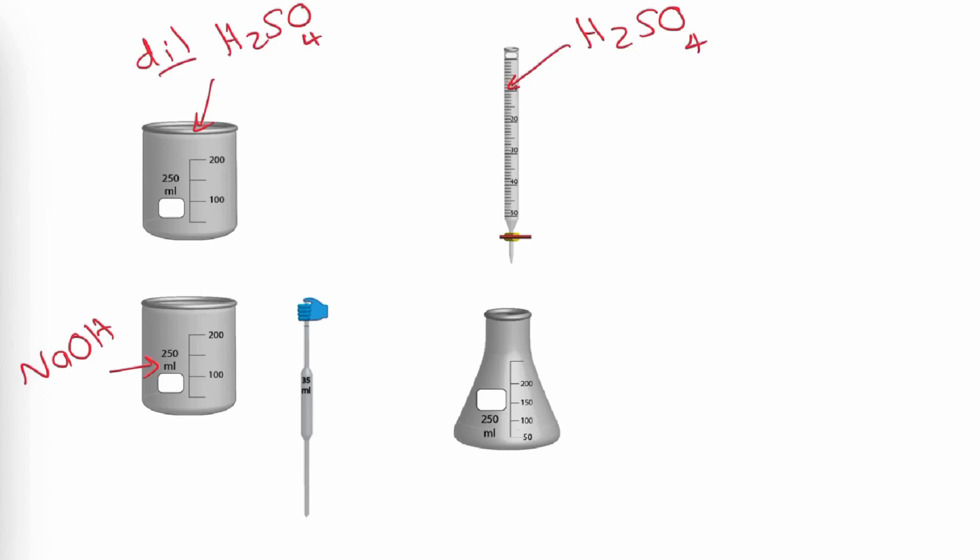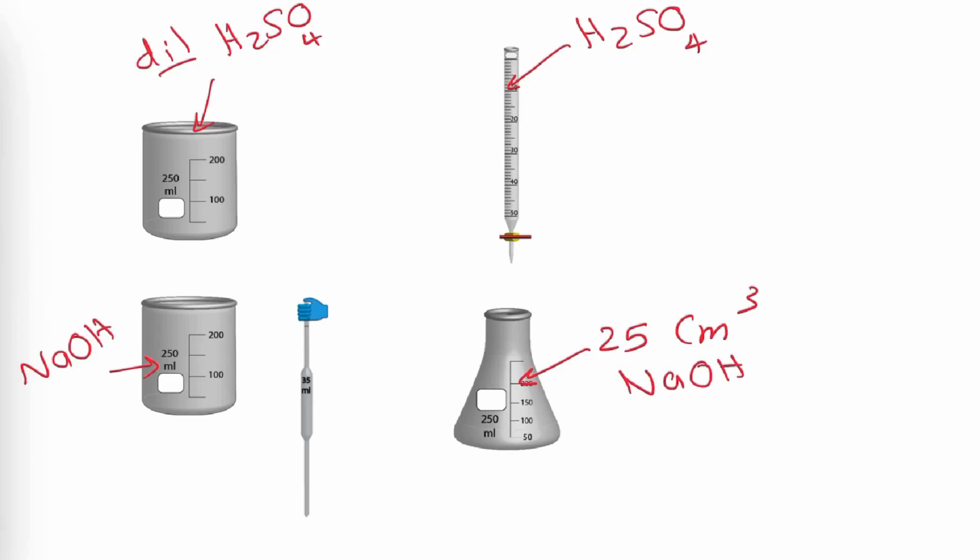The second step is getting a certain volume of sodium hydroxide using a pipette or a measuring cylinder. We described before that the pipette is more accurate than the measuring cylinder. So by using this I'm going to take a certain volume of the sodium hydroxide, for example 25. So inside the flask I will add 25 centimeter cube of sodium hydroxide.